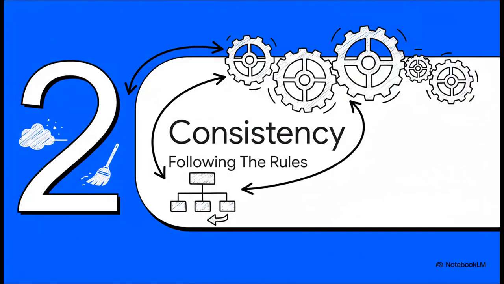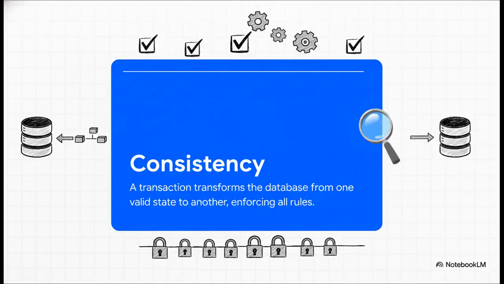Okay, so atomicity is the cleanup crew. It's amazing at cleaning up a mess after something goes wrong. But what about preventing the mess from happening in the first place? That's where C for consistency comes in. It's the rule keeper. Consistency is pretty straightforward, really. It just means that a transaction can only take the database from one valid, logical state to another valid, logical state. It has to follow all the rules that are set up.